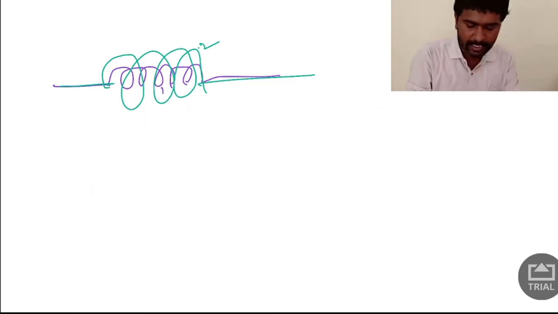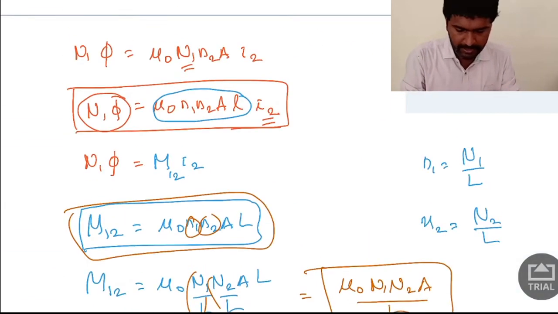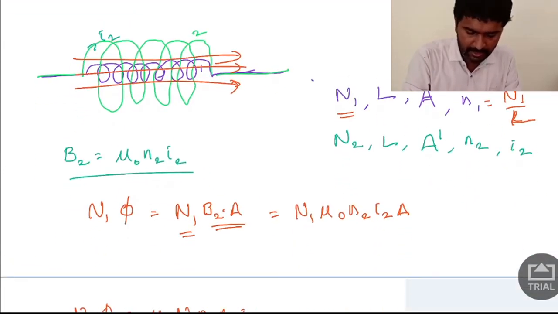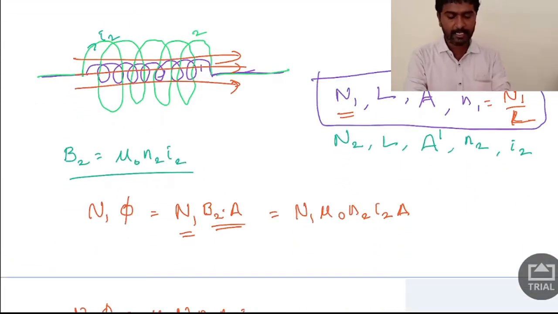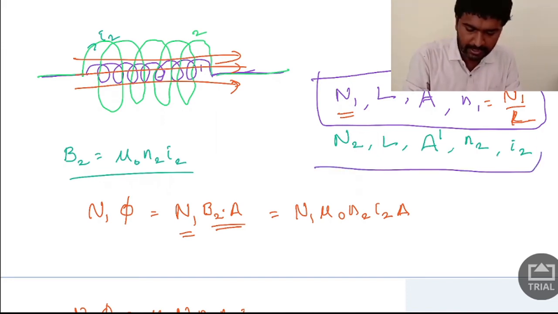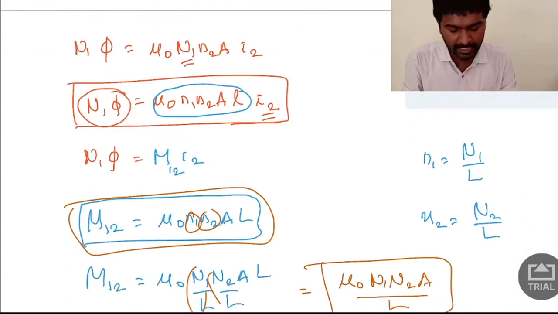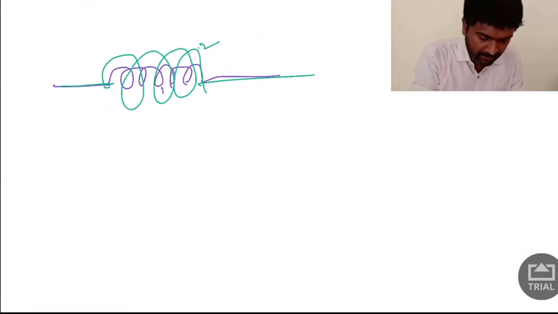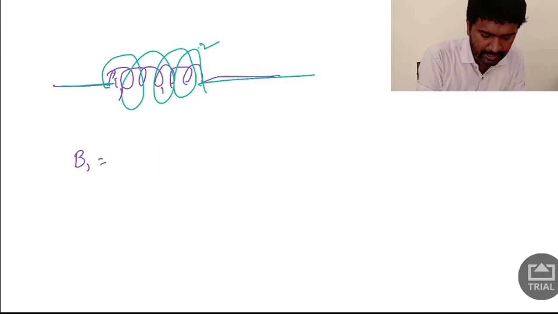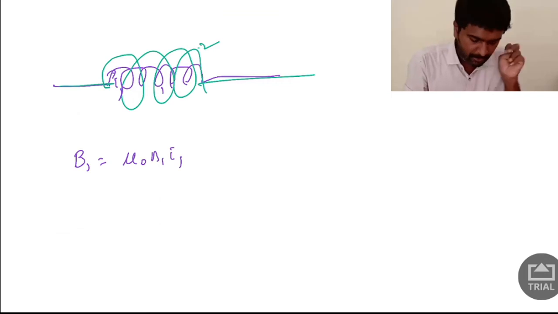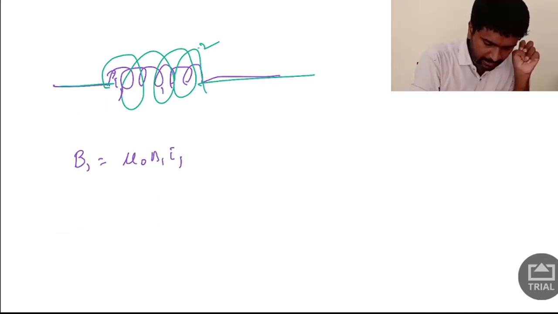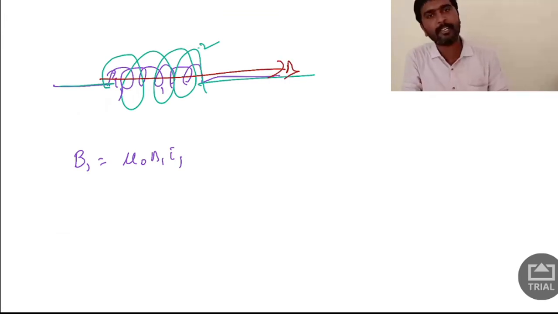Now, I have already given the data for this. This is the data, N1, L, A: the specifications of the first coil, and this is the specification of the second one. Now I am sending current I1 through the first coil. That produces a magnetic field inside, let us say B1, that equals mu 0 n1 I1. Because of that, the same magnetic field is going through the second coil also.